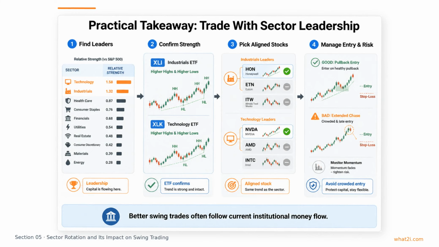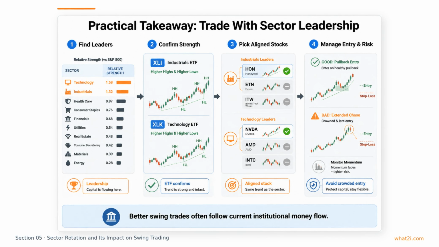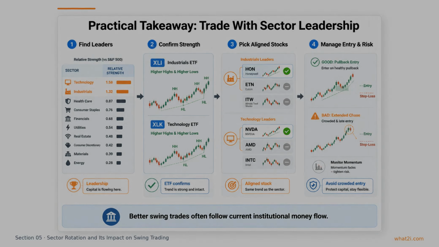Start by finding sectors that are showing real strength, then confirm that strength with ETFs, price structure, and relative performance. After that, choose stocks that align with the group and offer clean technical entries rather than extended ones. If momentum becomes crowded or starts fading, reassess instead of assuming leadership will last forever. You do not need to predict every sector shift in advance. You just need to recognize where institutional money is flowing now and manage risk while that advantage is still present.